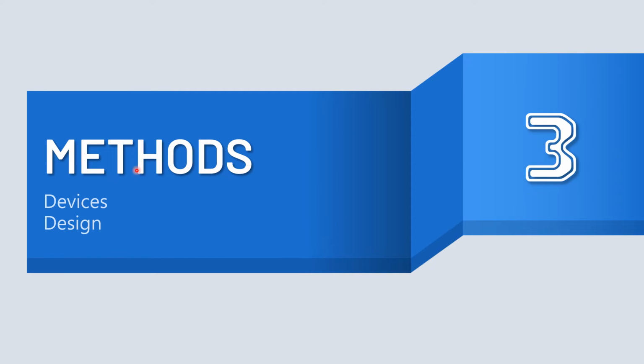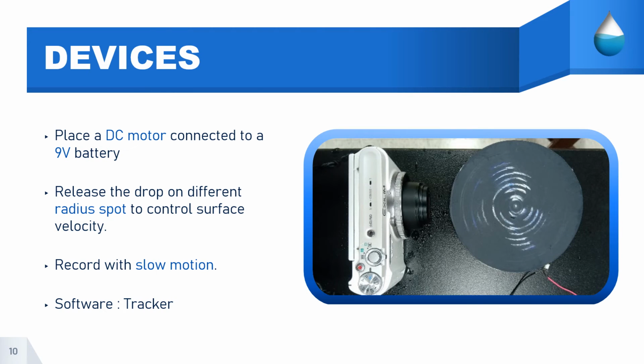Moving on, we have the methods, the devices and design we use. These are the devices that we use. We placed a DC motor connected to a 9V battery. This is the motor, and this is the surface we use. And we release the drop on different radius spots to control surface velocity. Like these lines, we started from the middle, and step by step go on to the bigger radius. And we record it with slow motion with the camera, and we use the software Tracker to track the position of the drop.